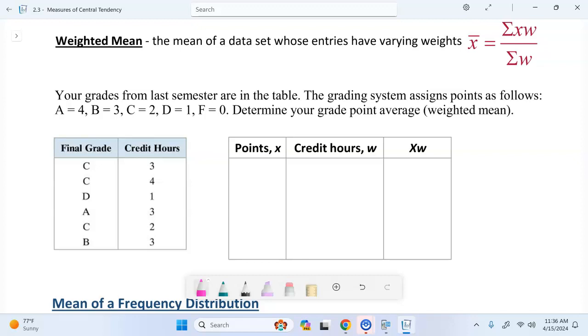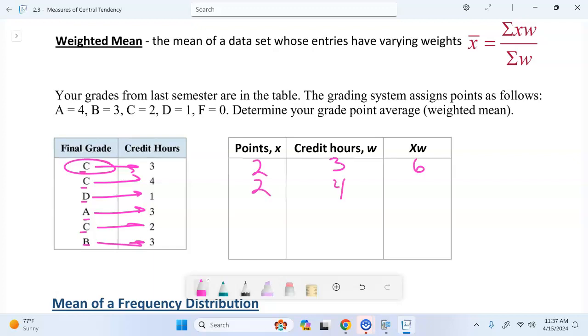So when we want to find our GPA, we take the point value for each grade and we multiply it by the number of credit hours that it was earned for. So how many points is a C worth? 2 points. 2 points times 3 credit hours. What do we get? We get 6. Okay? 6 points total. And then another C times 4 credit hours. How many points total? 8.